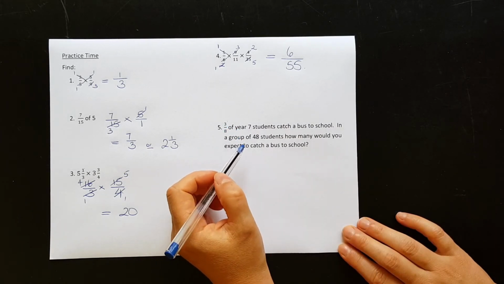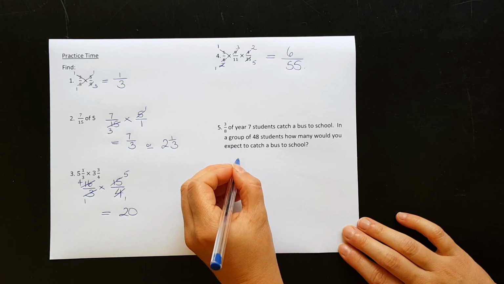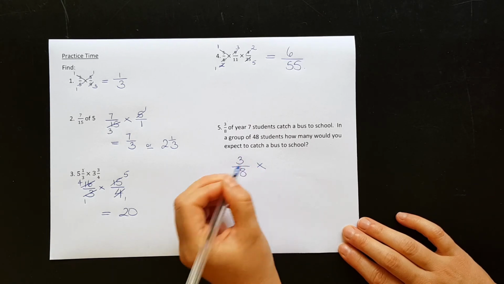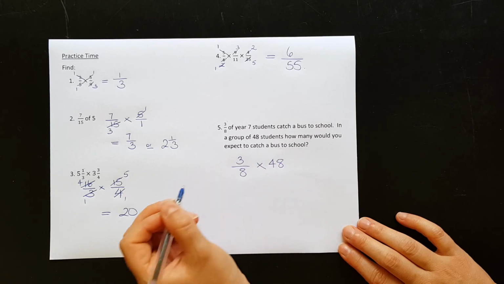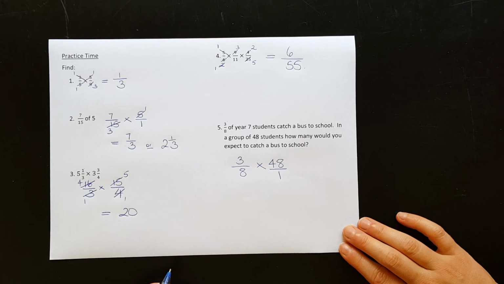Last question, number 5. 3/8 of year 7 catch a bus to school. In a group of 48 students, how many would you expect to catch the bus to school? So that means we want to find 3/8 of, and remember of means times, 48 students.